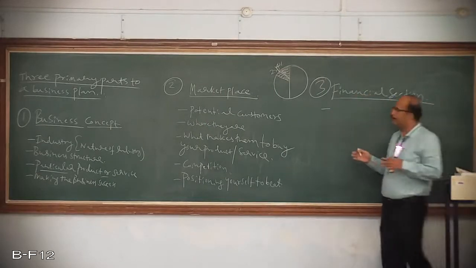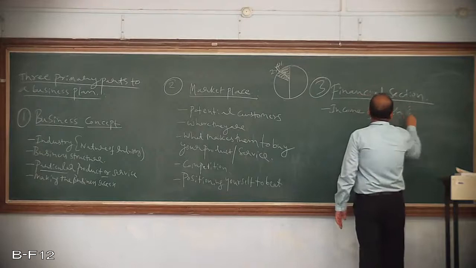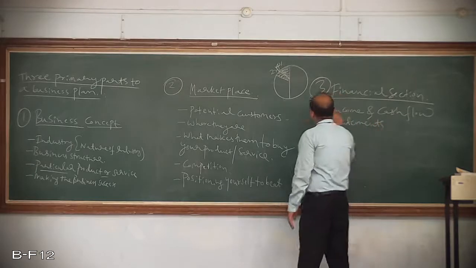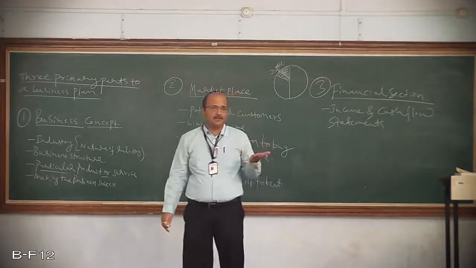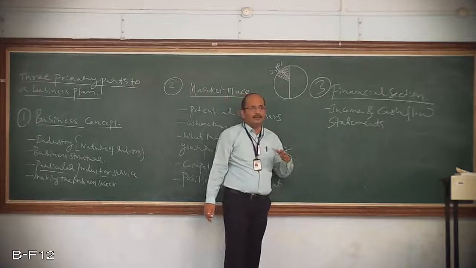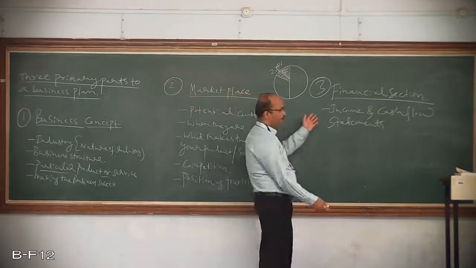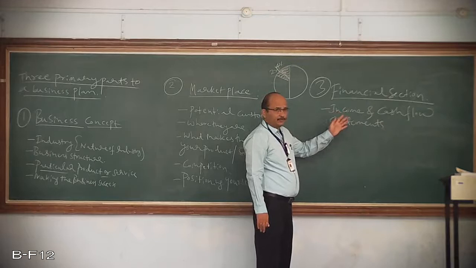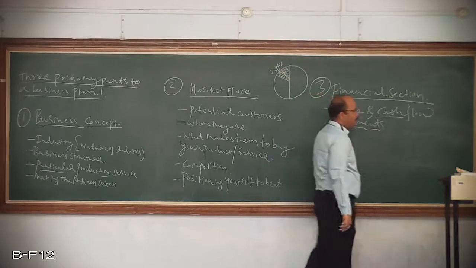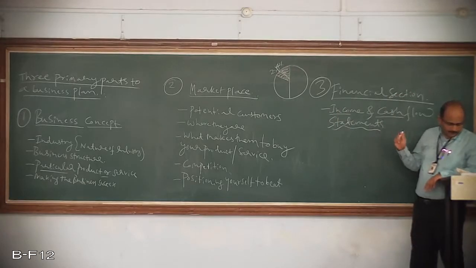The third part in the business plan will have the financial section. It will have the income and cash flow statements. Income and cash flow statements are generated either quarterly, every 3 months, so it will have 4 quarters per year, or half yearly, or for every full financial year, say 2021, financial year 2021-22, and so on. So income and cash flow statements should be there in the business plan. That is the third part, the financial section.